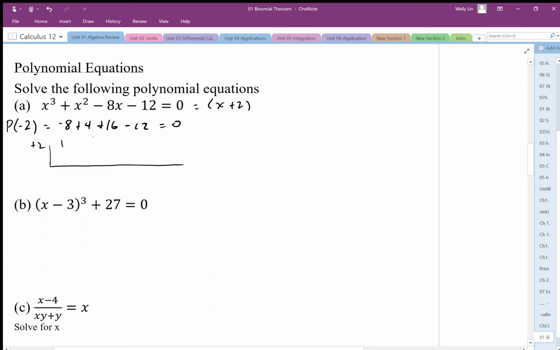Okay, so we have our coefficients 1, 1, -8, -12. This is going to be -2, so we're going to get -6, -12, remainder of 0. So the quadratic then is x squared minus x minus 6. So factoring that quadratic, two numbers that multiply to -6 and add to -1 are going to be x minus 3, x plus 2. So those are the factors of that quadratic.